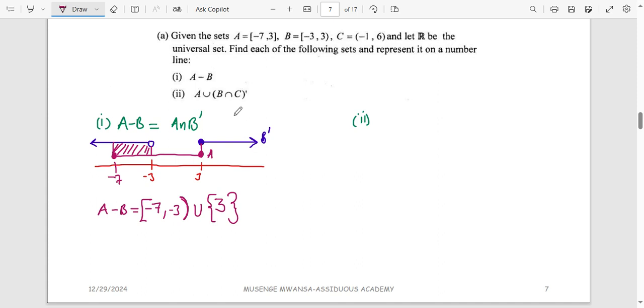So for part 2, A union, B intersection C complement, remember the deal is the same. But for this one, I don't want to distribute a complement. You know why? It's actually easier to do it like this than when I distribute a complement. If I distribute the complement, I'm going to have B complement union C complement. So I'll first have to find B complement, also find C complement, and then find their union. But the way it is, it is simple. I'll simply find B intersection C, and then find the complement of the answer. So B is from negative 3 to 3. Let's say negative 3 is here to 3. So starting from here up to here, this is B.